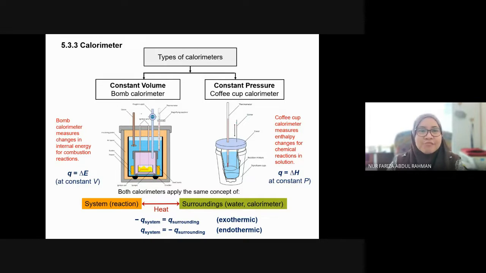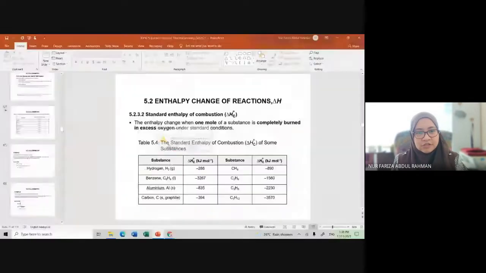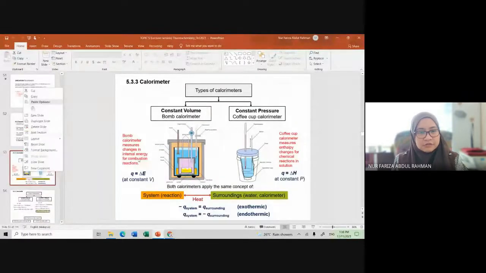And then the bomb calorimeter, of course, is the most expensive, because of its insulation. This is a steel bomb. The reason it is called bomb is that there will actually be a small explosion there. Let me just draw this one, transfer this one.